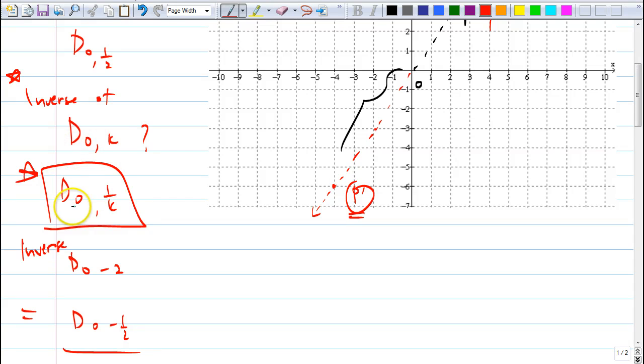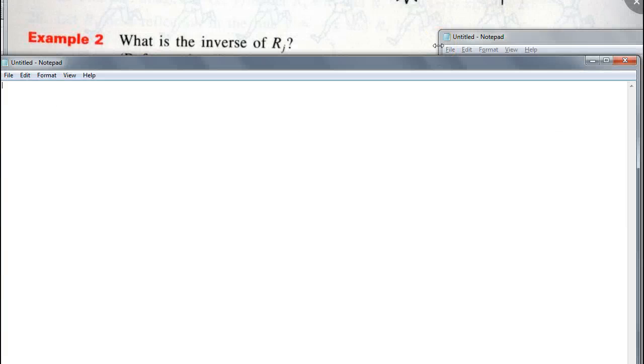The inverse of D of k is going to be D of 1 over k. And notice k and 1 over k. What do you notice? They are reciprocals, aren't they? Just like the multiplication we saw, the inverse of multiplication. May I move on then? Does that make sense? Okay. All right. Good. So let's look at our next example.